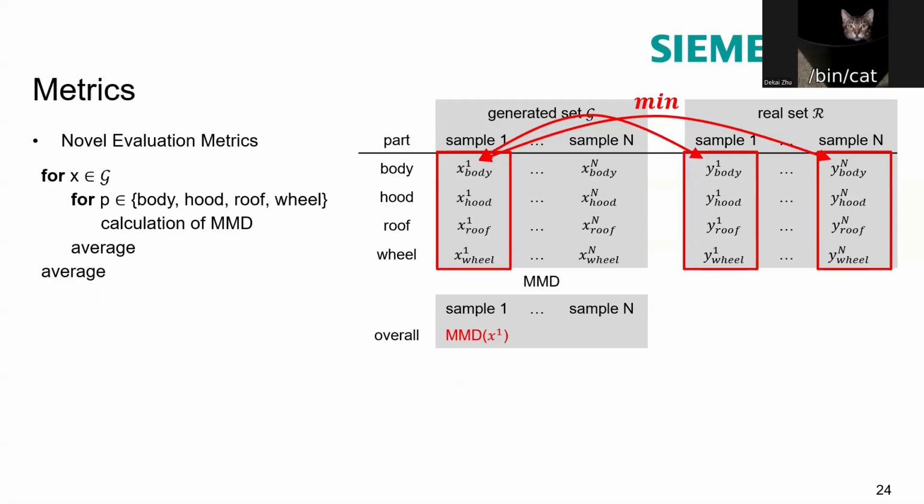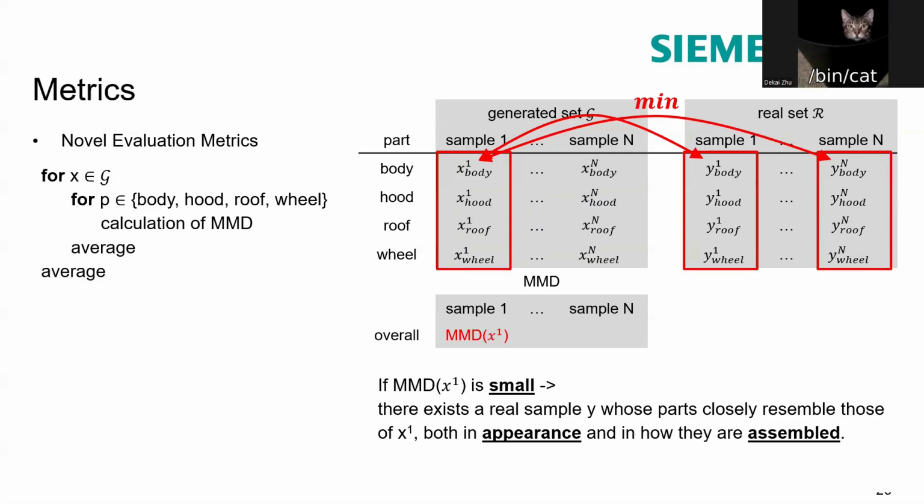Then we aggregate the result by averaging or summing up all the results. The real sample with minimum average distance to the generated sample is identified, and then this minimum value is taken as the MMD score for the generated sample one. A low MMD value here indicates two important pieces of information. Assuming the generated sample one has the smallest distance to the real sample one.